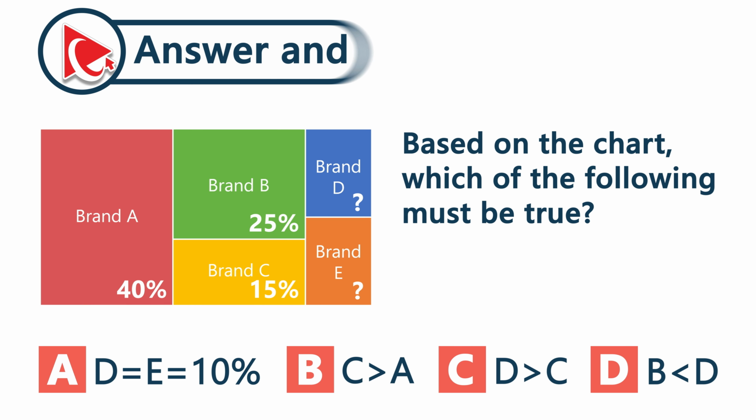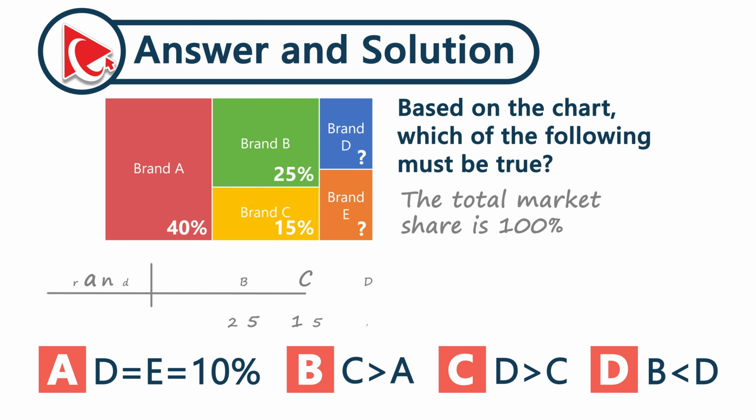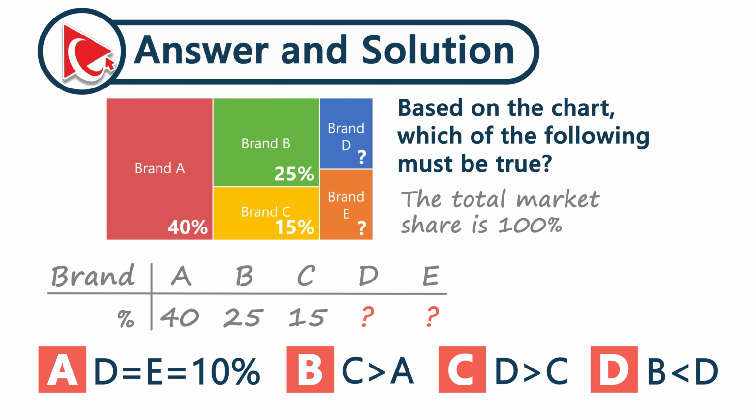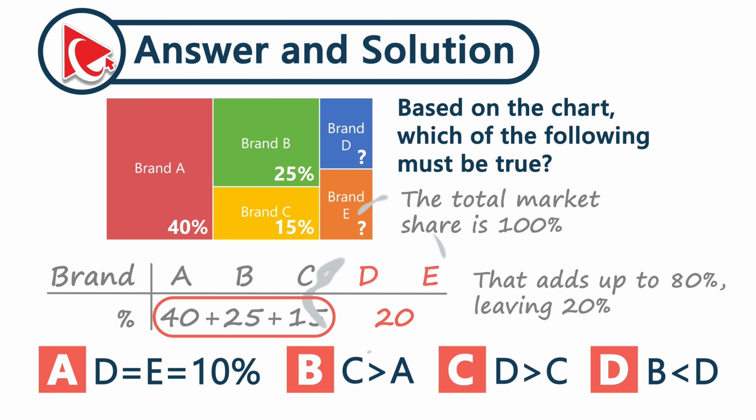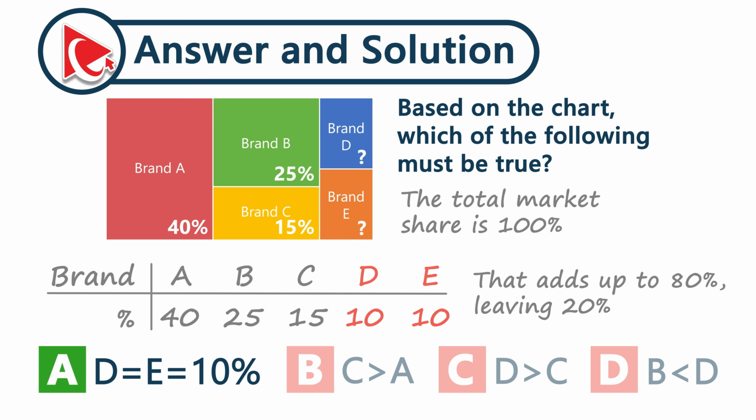The chart represents total market share for brands. Total market share is 100%. Brand A is 40%, brand B 25%, brand C 15%. That adds up to 80, leaving 20% for brand D and brand E. Since both brand E and D have equal size areas, each must have 10%. And the correct answer here is choice A.